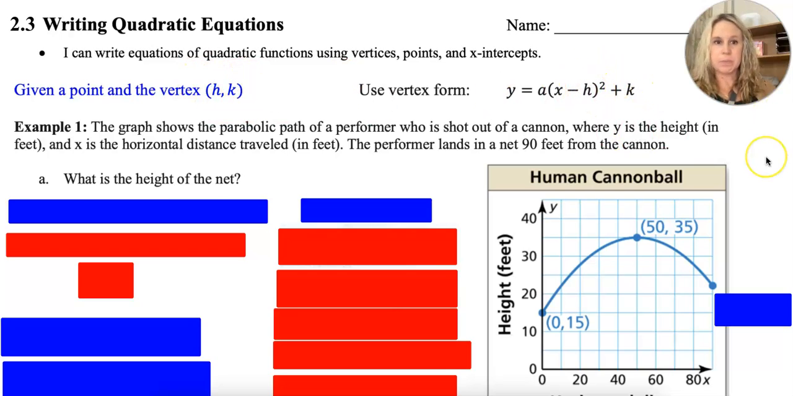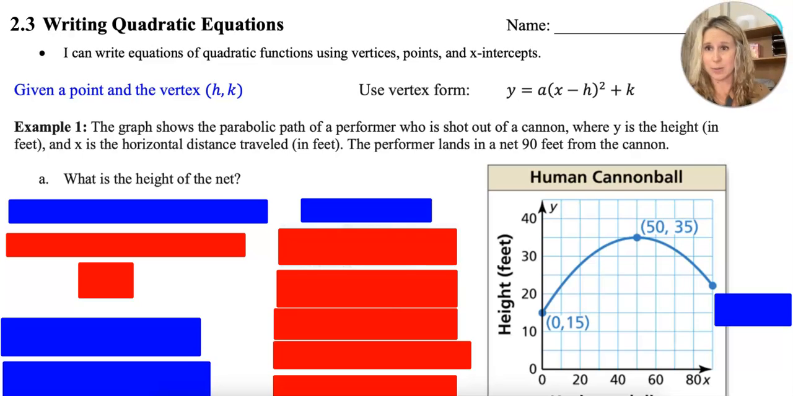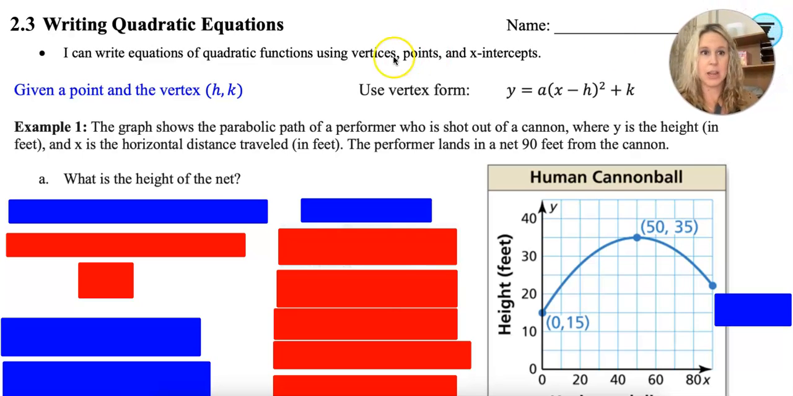So in example 1, we are going to be talking about someone shooting out of a cannon. So we've got the circus coming up, I know, end of September.